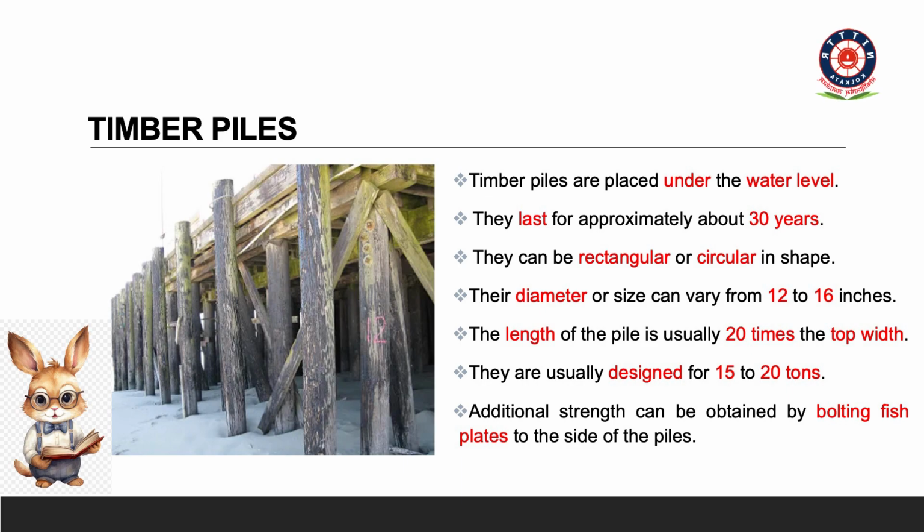It is generally placed under the water level, and they last for approximately 30 years. It can be rectangular or circular in shape. The diameter or size can vary from 12 to 16 inches. The length of the pile will be like 20 times the top width. The maximum capacity of a timber pile is that it can withstand 15 to 20 tons only, and additional strength can be obtained by bolting fish plates to the sides of the piles.